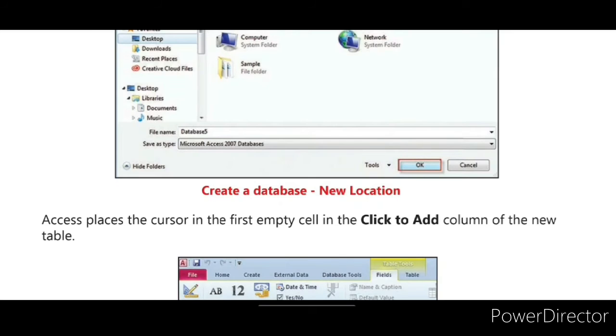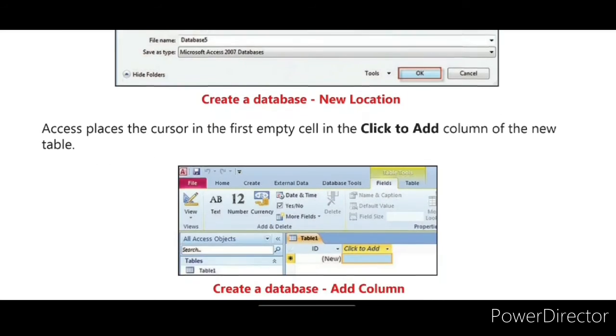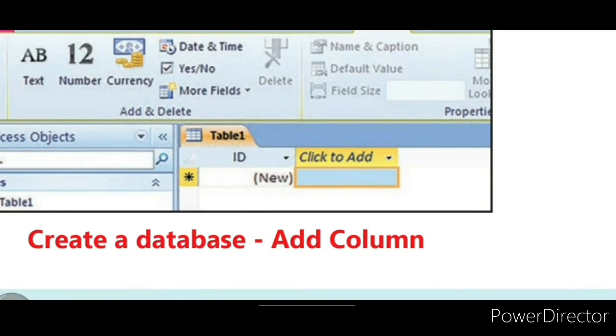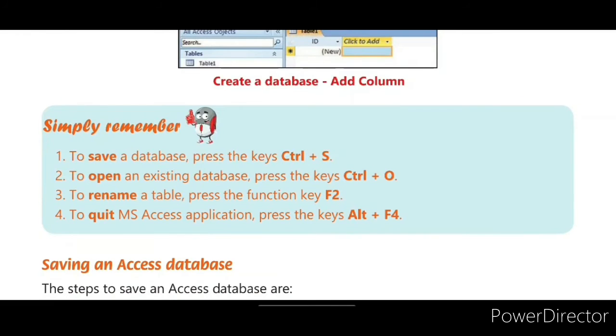Access places the cursor in the first empty cell in the Click to Add column of the new table. See this window, create a database, add column. After saving in the new location, MS Access places the cursor in the first empty cell in the Click to Add column of the new table. You can see Access places the cursor here. Simply remember these steps.